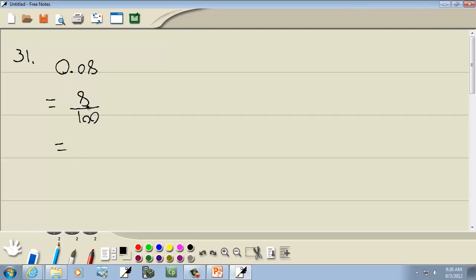Now at this point you may have to reduce this. 8 over 100 are at least both divisible by 4. So I divide the top part by 4 and divide the bottom part by 4. 8 divided by 4 is 2. 100 divided by 4 is 25. So that'd be our answer.